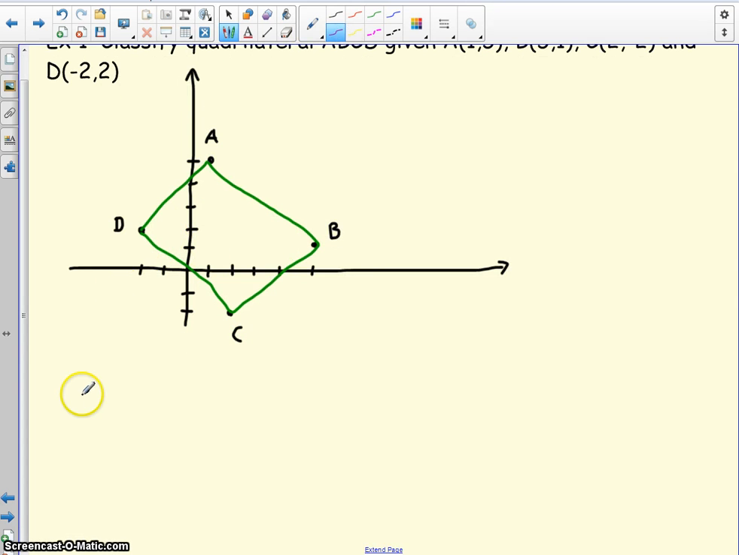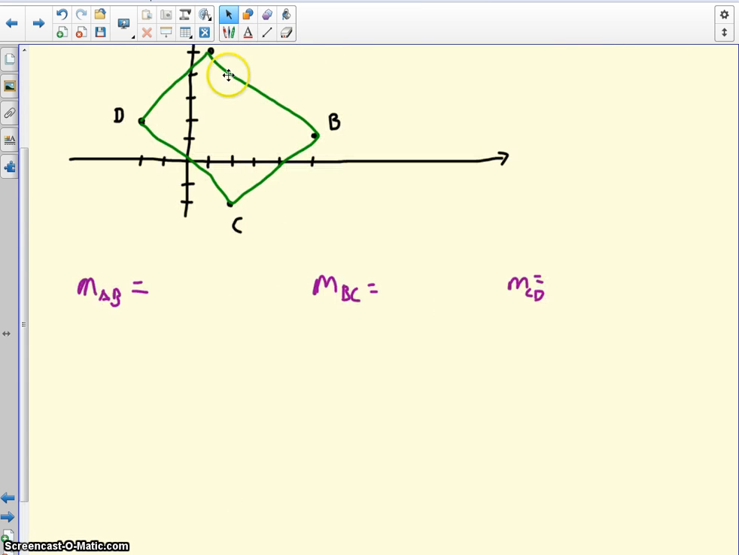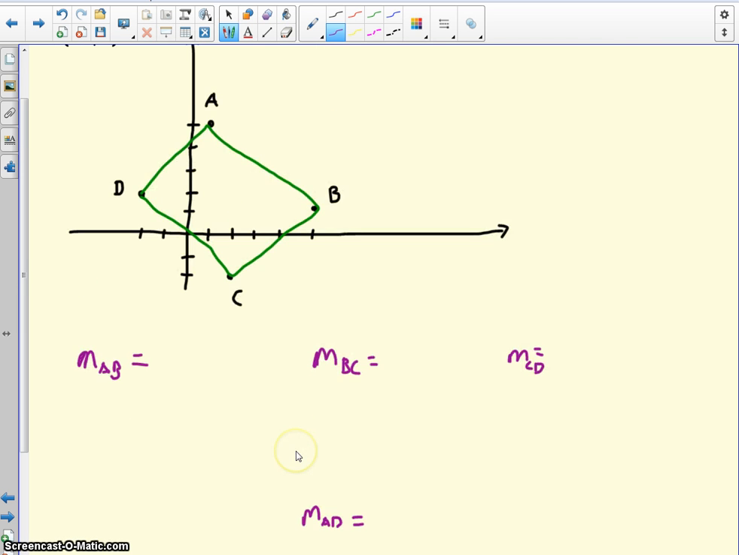I'm going to find the slope of AB, the slope of BC, the slope of CD, and then the slope of AD as well.